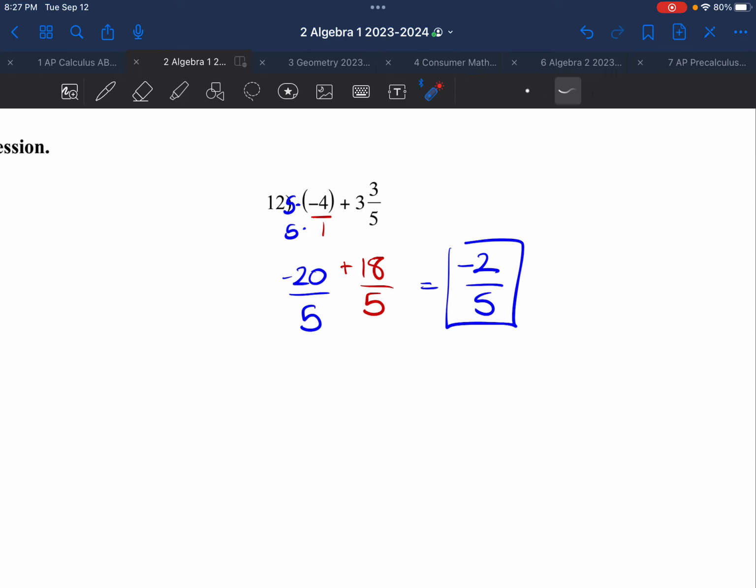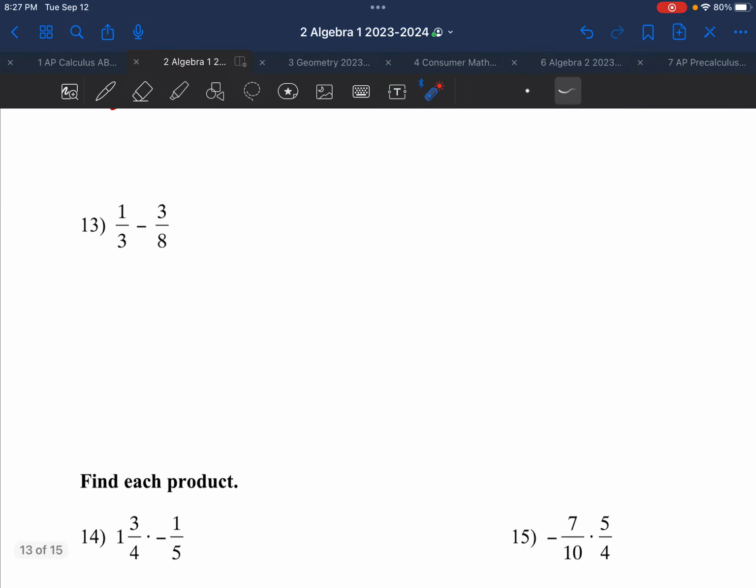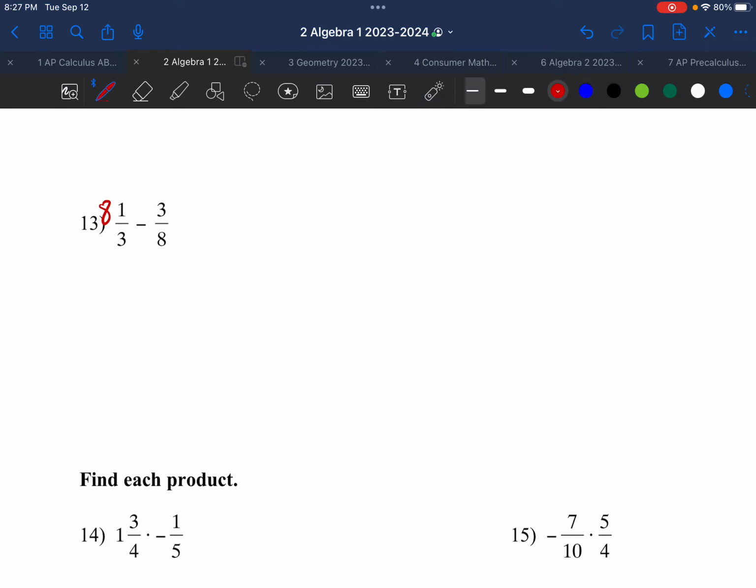If there's any work that's been shown where it's not clear where your answer is, make sure that you're boxing your answers. And number 13, I do not have like denominators, so I'm going to multiply by the denominator of the other. There's an 8, so 8 and 8 is going to come up here and here. And I have this 3, so I'm going to put that 3 over here and here, multiply by 3, multiply by 3.